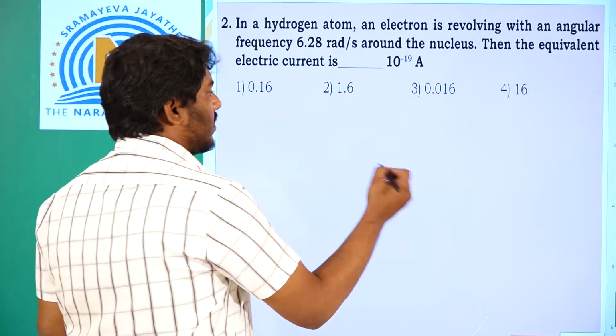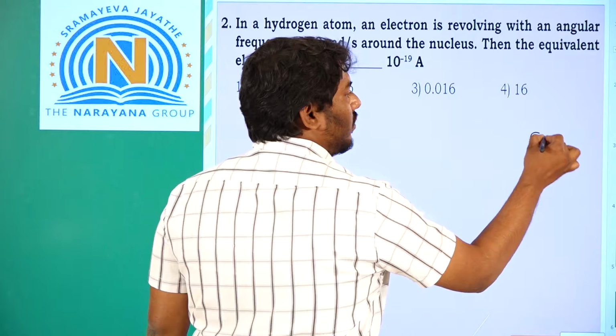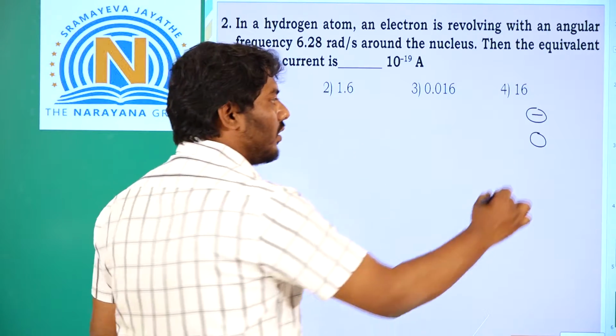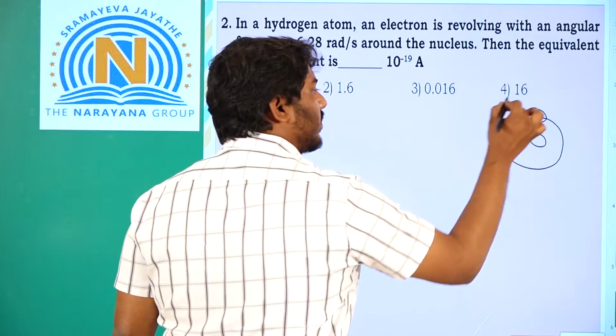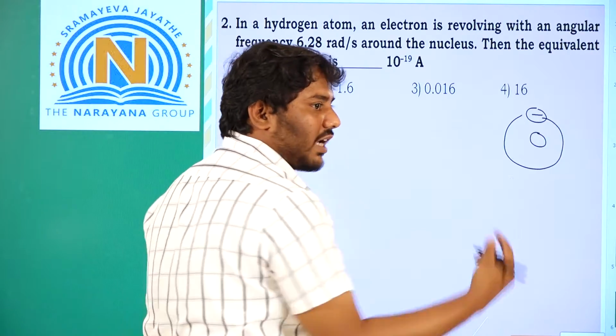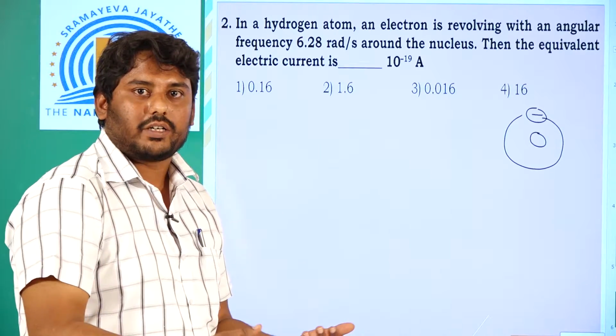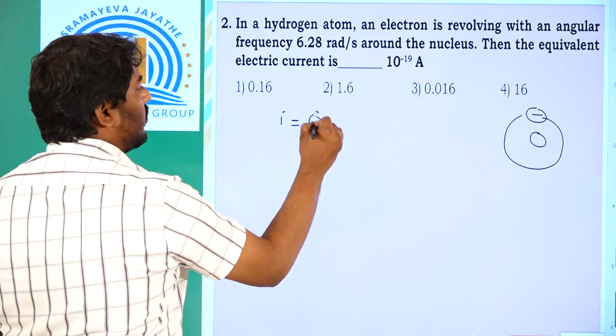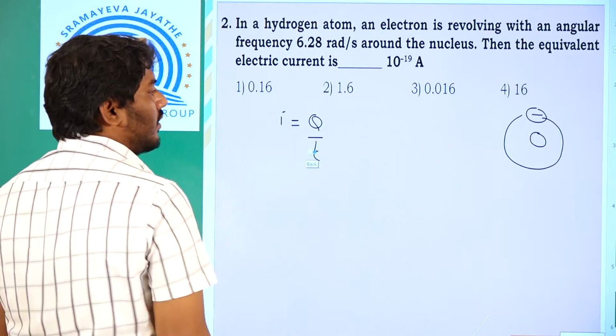So the question is simple. There is a nucleus. Around this nucleus, how many electrons? Only one electron is revolving around the nucleus. So this electron contributes current. Whenever electron is in motion, it contributes current. So again we have I equals Q by T.